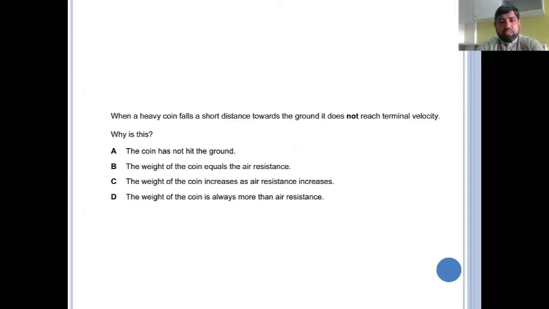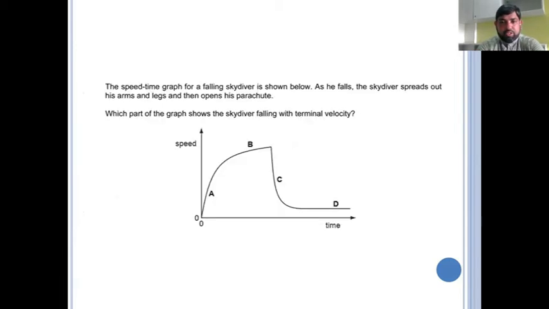Weight of the coin equals the air resistance. So if it equals, then terminal velocity is achieved. So he is saying that terminal velocity is not achieved. Weight of the coin increases at air resistance, so that doesn't happen. Weight of the coin is always more than the air resistance in that journey, so option D. Air resistance still has not balanced the weight.